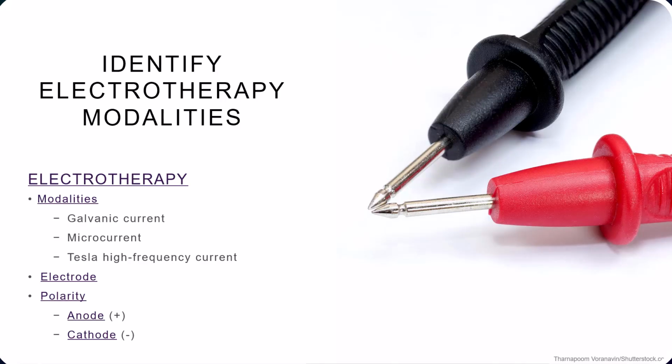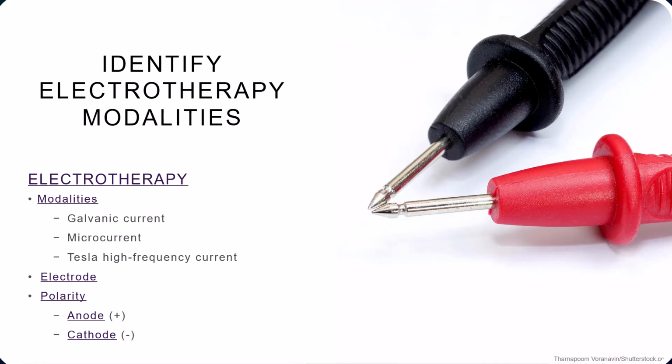Electrotherapy is the use of electric currents to treat the skin. Modalities are currents used in electrical facial and scalp treatments, and each modality produces a different effect on the skin. So, for instance, some modalities would be galvanic current, microcurrent, and Tesla high-frequency current.